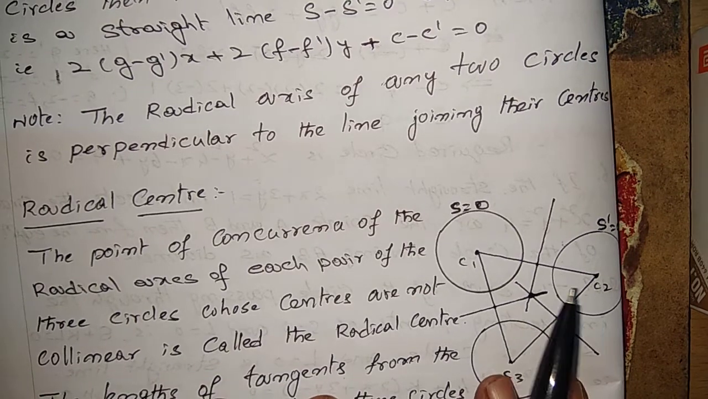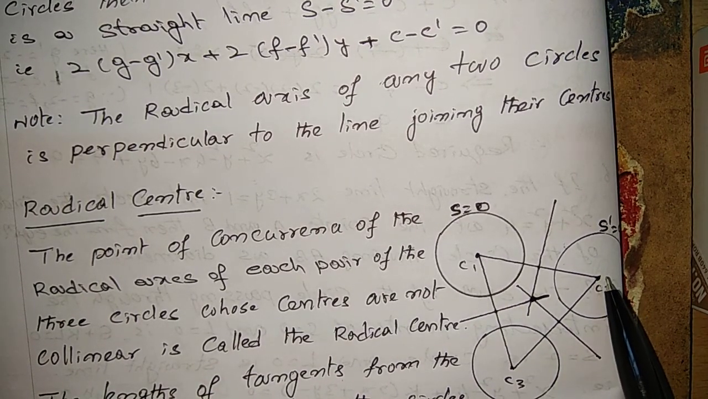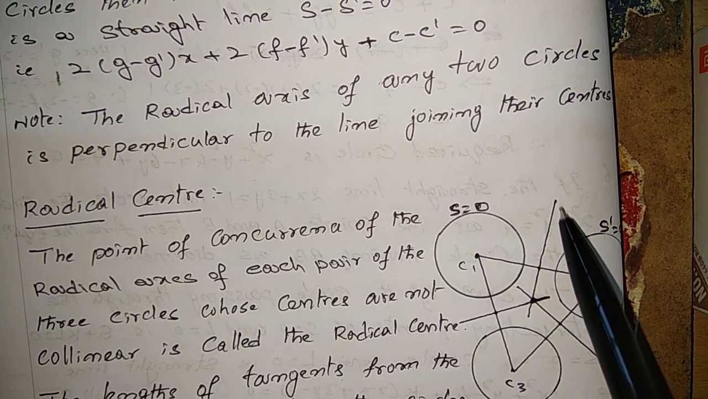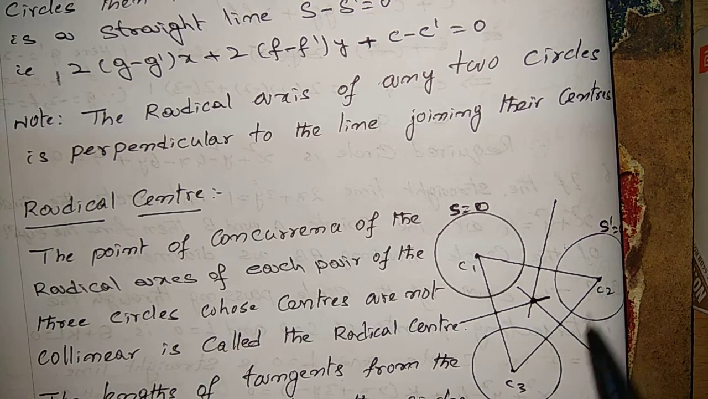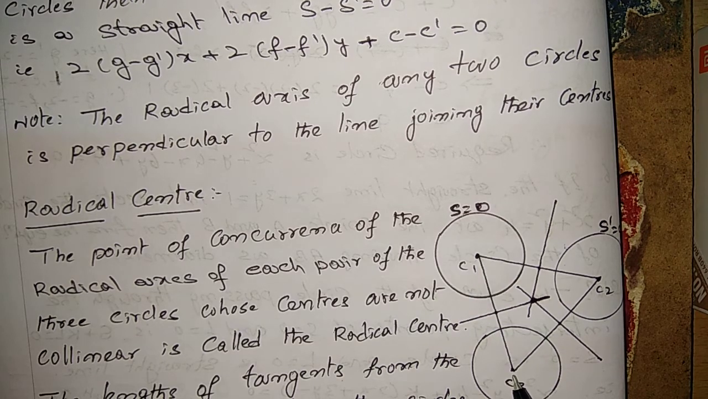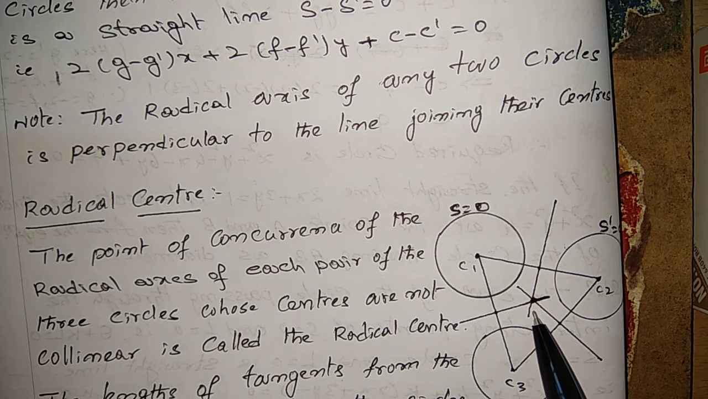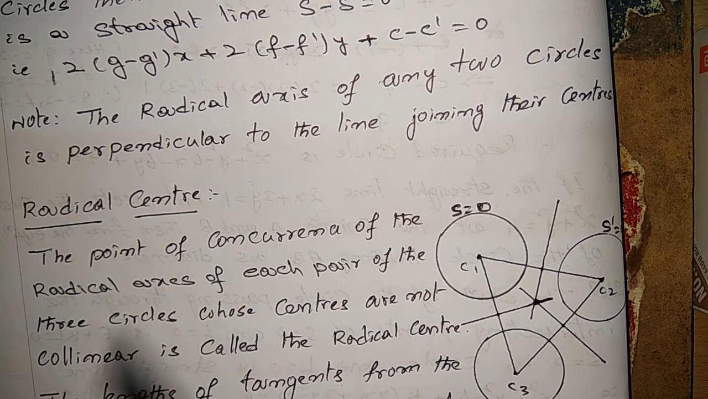For example, let us take three circles S is equal to 0, S dash is equal to 0, S double dash is equal to 0, with centers C1, C2, C3. This is the radical axis of these two circles, this is the radical axis of these two circles, and this is the radical axis of these two circles. These three radical axes are concurrent at this point. This point is called the radical center.